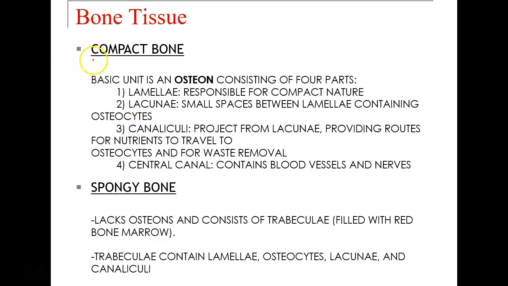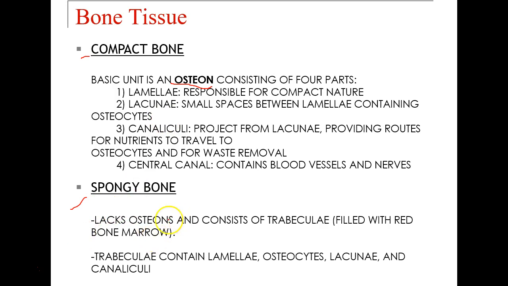Bone tissue. We've got two types: compact and spongy. It's exactly what it sounds like. Compact, you're going to see the different material found within there. A lot of calcium and phosphorus packed nice and tight together, creating a consistent type of shape, which is going to be an osteon. We'll see those in a following chapter, chapter 6. You're going to have lamellae, lacunae, canaliculi, and a central canal in each of these osteons.